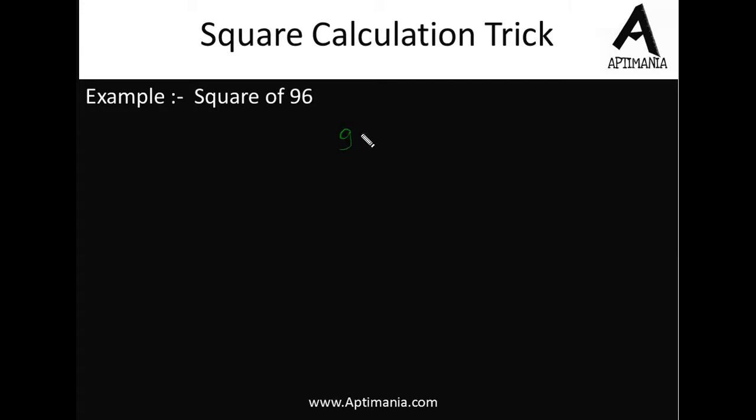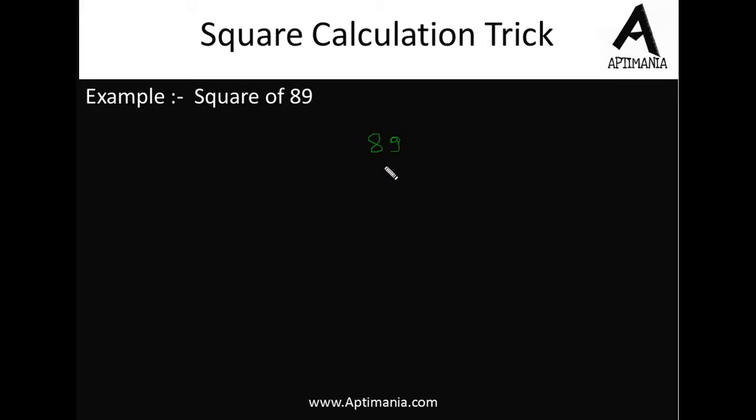Suppose we need to calculate the square of 96. We'll again check it with the base. The base is 100. So the difference of this number from 100 is 4. We'll square 4, we will get 16. So here 16 will come. Now we will subtract this 4 from 96. 96 minus 4 is 92. So the answer to this question is 9216. The square of 96 is 9216. Next, suppose we need to calculate the square of 89.